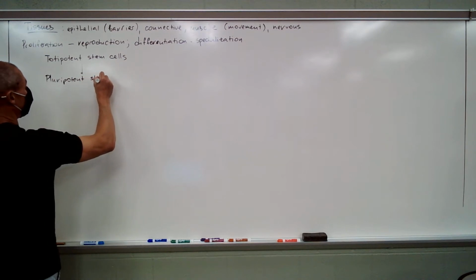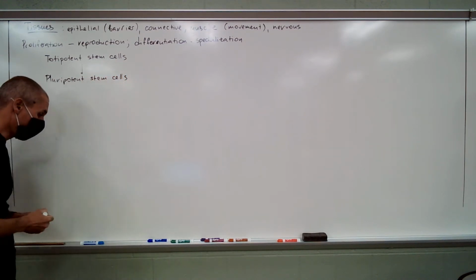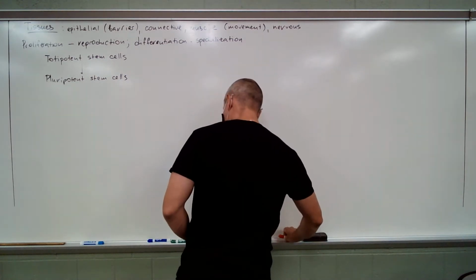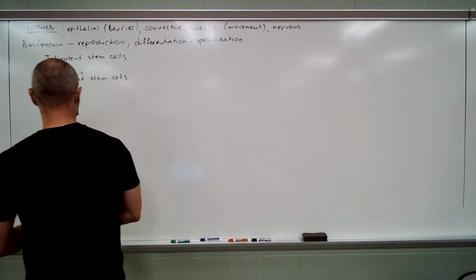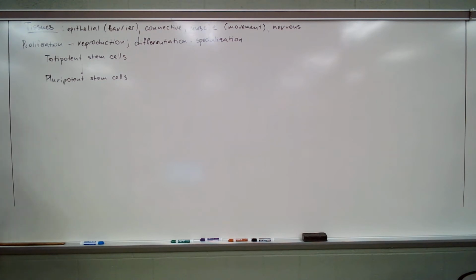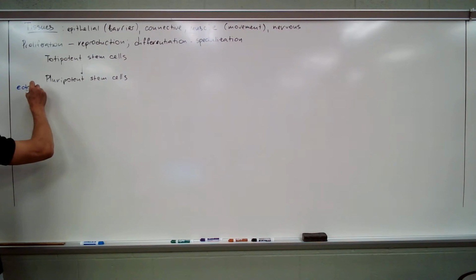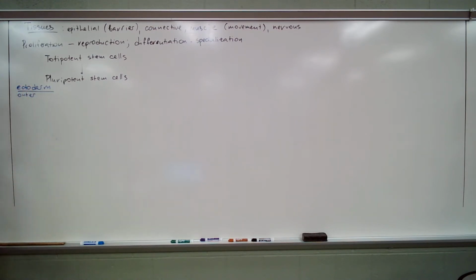Now, totipotent stem cells differentiate, that's your differentiation, into pluripotent stem cells. So they're already a little bit specialized, and within pluripotent stem cells, we identify 3 types of embryonic tissue. Ectoderm, that's the outer layer, the most outside, basically that's what we're talking about. Ectoderm cells give rise to organs such as nervous system and skin.